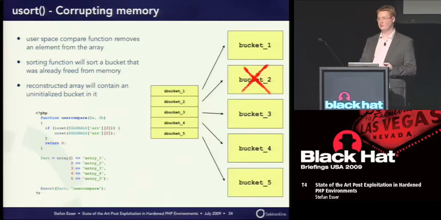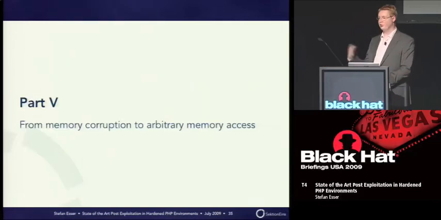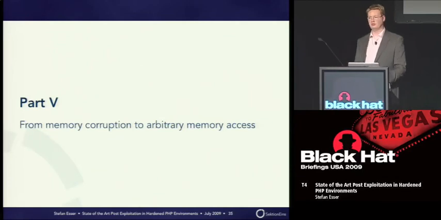The other problem is after the sorting is finished, it will reconstruct a PHP array, and in this final PHP array, again, there's a pointer to a memory area that is not allocated anymore. This is for the exploit. So now, how can you use this memory corruption and the information leak to have arbitrary memory access?